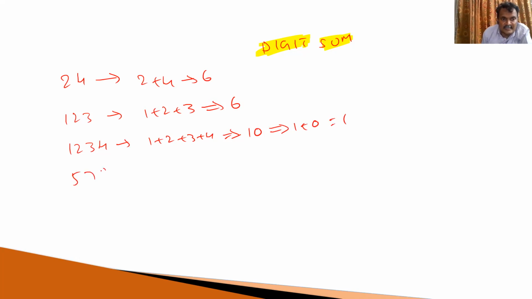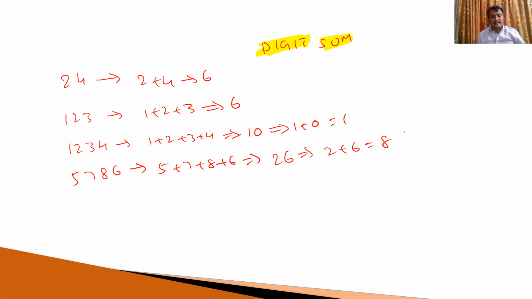Suppose 5, 7, 8, 6. What happened? 5 plus 7 plus 8 plus 6. So 5 plus 7 is 12, 12 plus 8 is 20, 26. Again, you need to add 2 and 6, so that is equal to 8. So 8 is the digit sum of 5, 7, 8, 6.